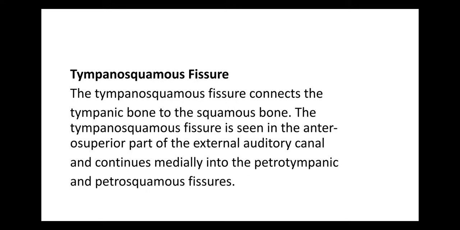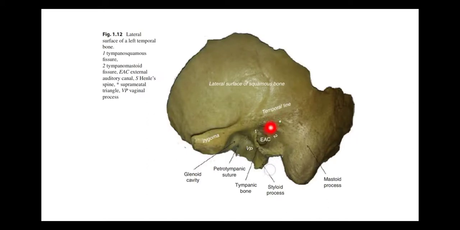The tympanosquamous fissure connects the tympanic bone to the squamous bone. The tympanosquamous fissure is seen in the anterosuperior part of the external auditory canal and continues medially into the petrotympanic and petrosquamous fissures. This is the tympanosquamous fissure. Between the tympanic part of the temporal bone and the squamous part is the tympanosquamous fissure.